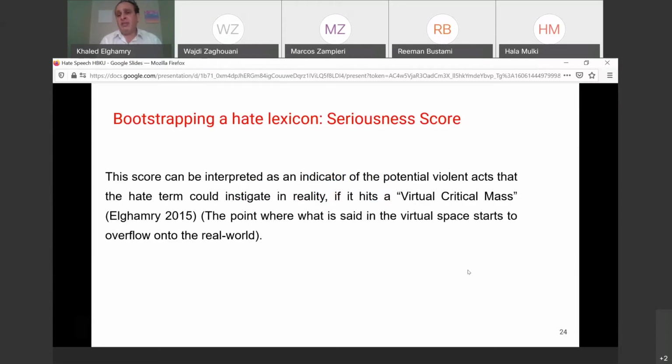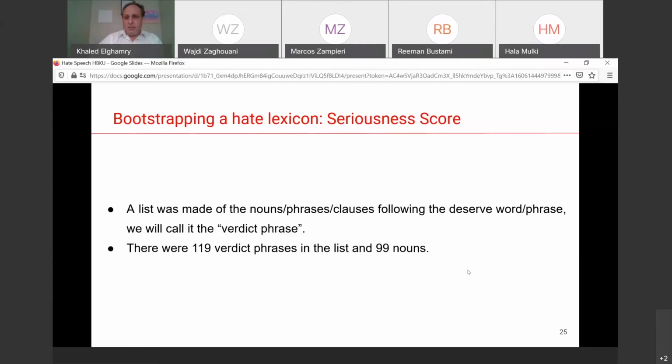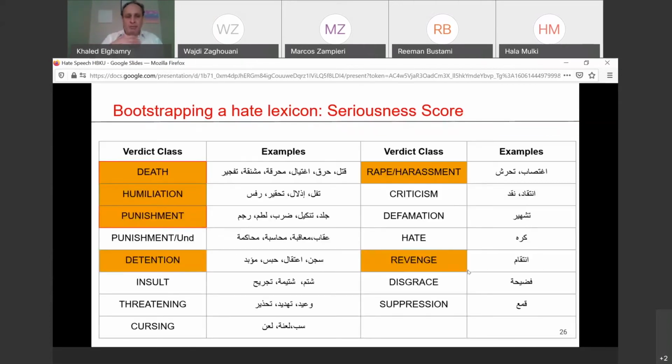2015, virtual critical mass, which is the point where what is said in the virtual space starts to overflow onto the real world. Because time is up, I'm going to go quickly through the remaining slides. These are the verdict classes that follow the deserve pattern, and the ones in orange are the ones that express physical violence against the target of hate because of having a given feature.